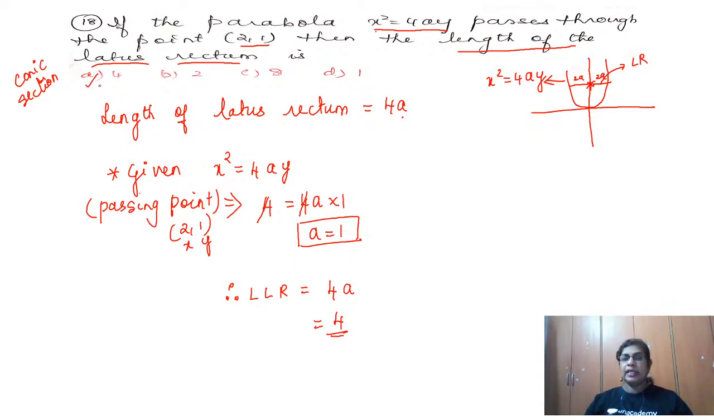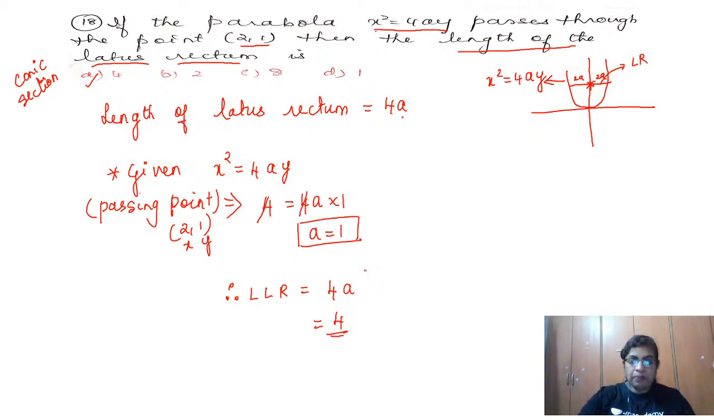Hope the idea is clear. Whenever they ask you what is the length of the latus rectum, it is always equal to 4a. If the passing point is given, substitute the passing point, get the value of a, and substitute it in the length of the latus rectum equation. Okay, so we go on. I hope there is no doubt in this. Yes, we move on to the next question.